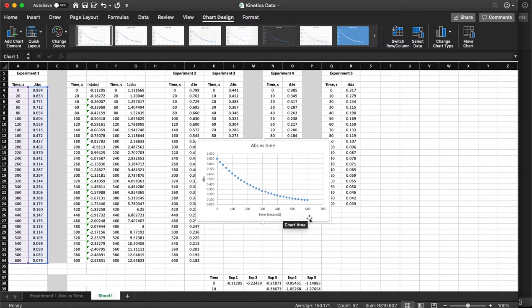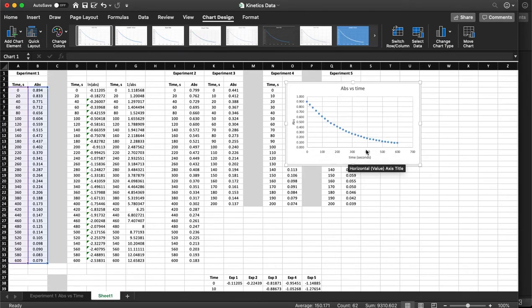What I'm really looking for here, and our purpose for making these plots, is that in order for our reaction to fit one of these reaction order types, we expect to see a linear plot. So for absorbance versus time, if this plot were linear, I would expect a 0th order reaction. Well, this plot's very clearly not linear. It's a pretty defined curve. So we know from this plot our reaction is not 0th order, and I can set this aside.